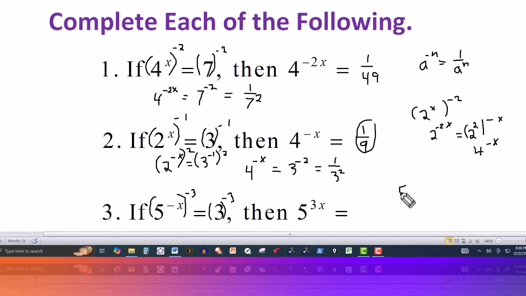So that will give me 5 to the positive 3x is equal to 3 to the negative 3. But that's the same thing as 1 over, by the second property of negative exponents, 1 over 3 to the third, which is going to be 1 over 27. So the response we want here to complete this is 1 over 27.